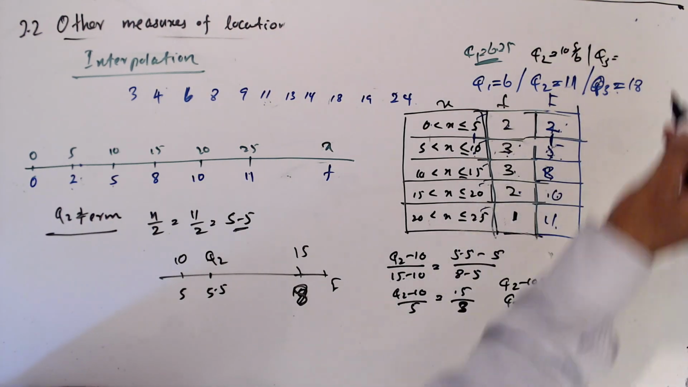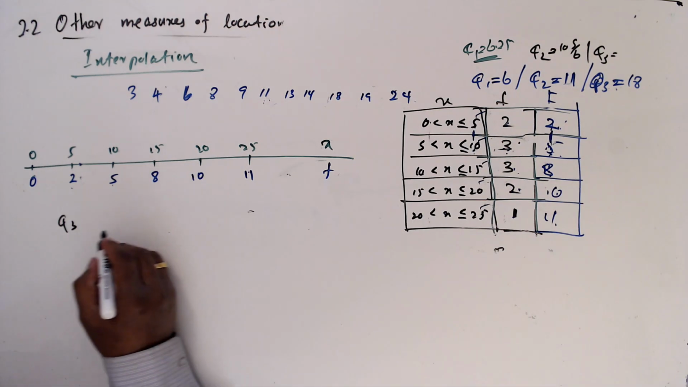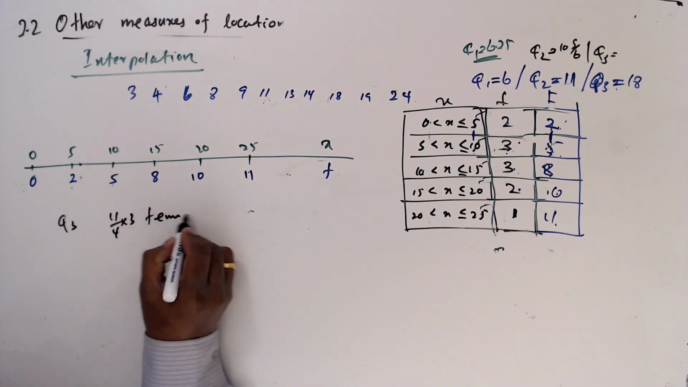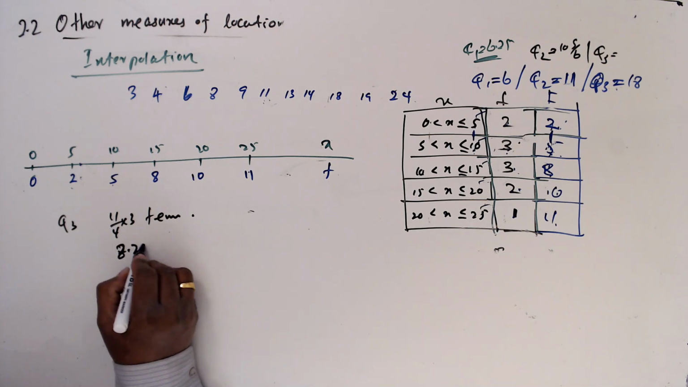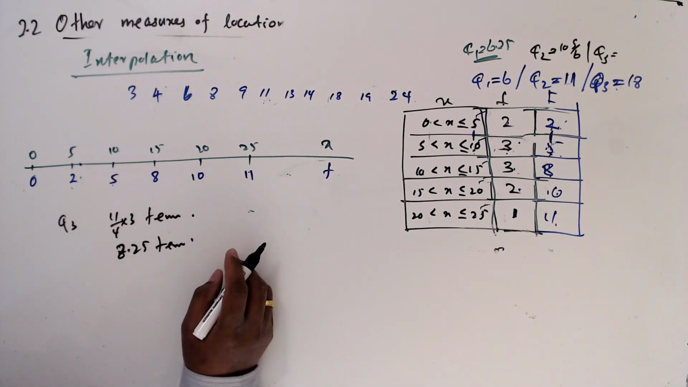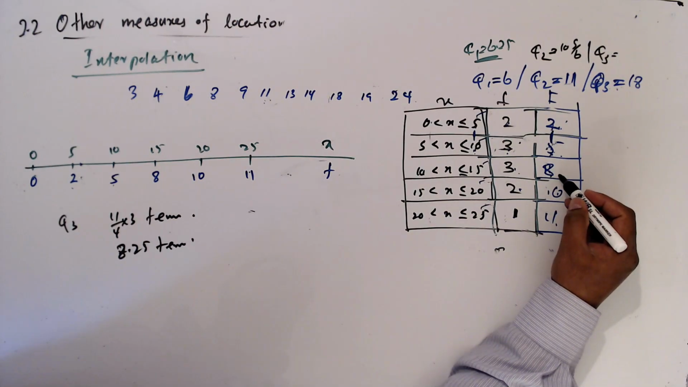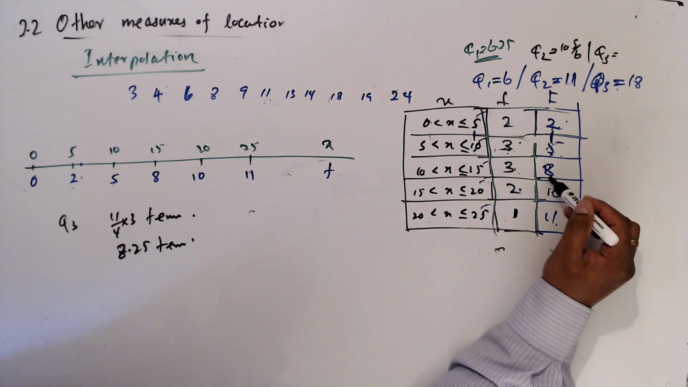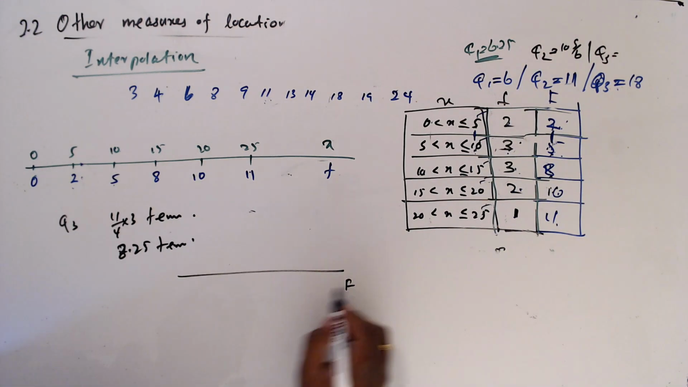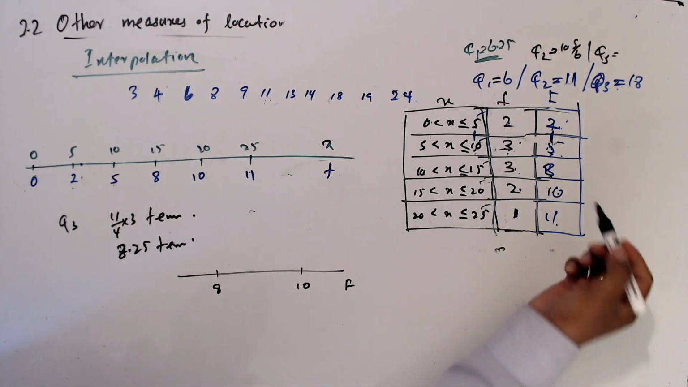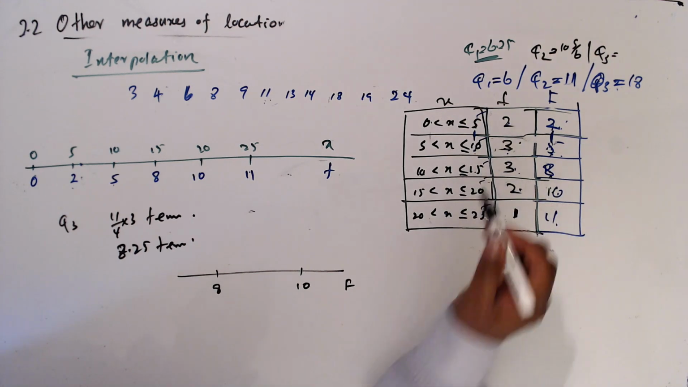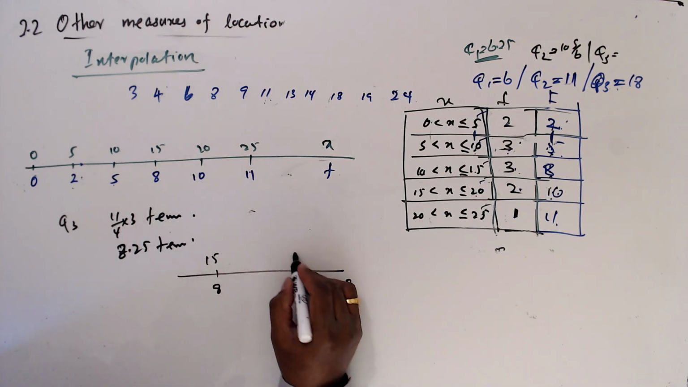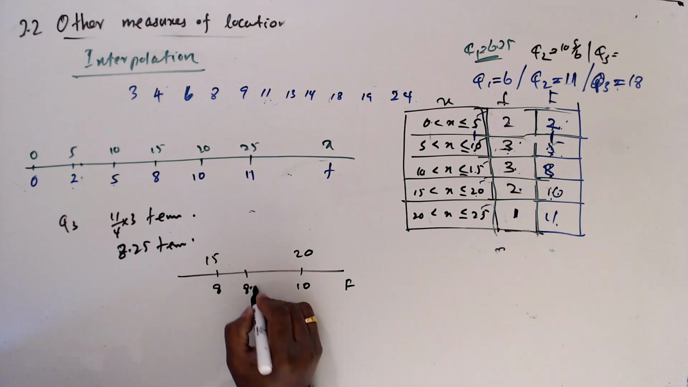And now this is Q3. Q3 is the same way now. Q3 is 11 divided by 4 multiplied by 3 term, that is going to be 8.25 term. So when you look at this one, 8.25 is in between these two, 8 and 10. So the frequency boundary is 8 and 10, 8.25. And when it is 8, the lower boundary is 15. When it is 10, the upper boundary is 20. So then I need the 8.25 term.